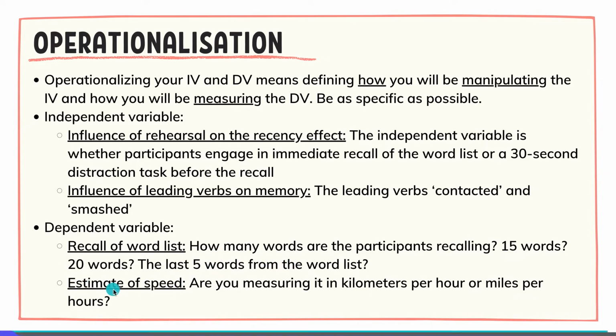And for Loftus and Palmer's research, the dependent variable is the estimate of speed. To fully operationalize that, you would have to mention whether you're measuring the estimate of speed in kilometers per hour or miles per hour. And that's basically what operationalization would be.